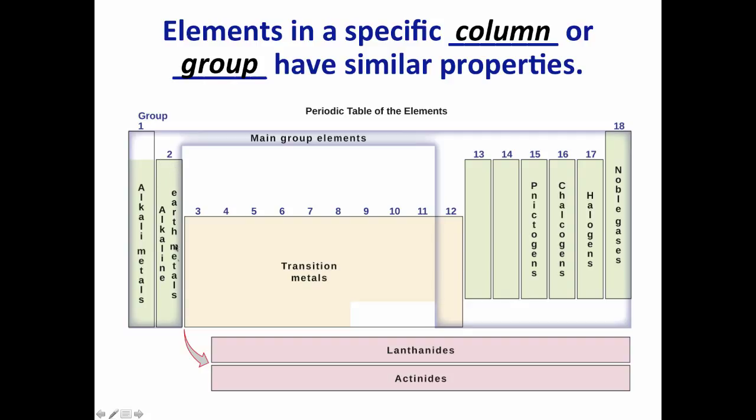Same thing for the alkaline earth metals. Same thing for columns 13 and 14 and 15 and 16 and the halogens, column 17, and the noble gases, column 18. They all have elements within a given column that behave similarly to the other elements in that column.